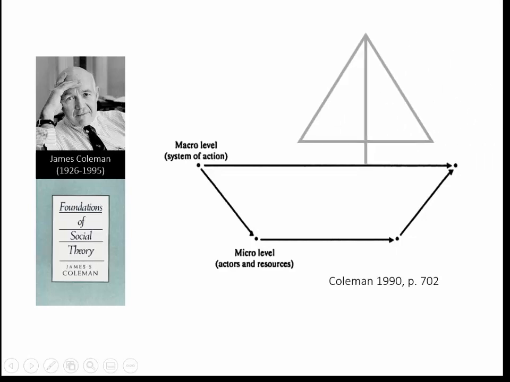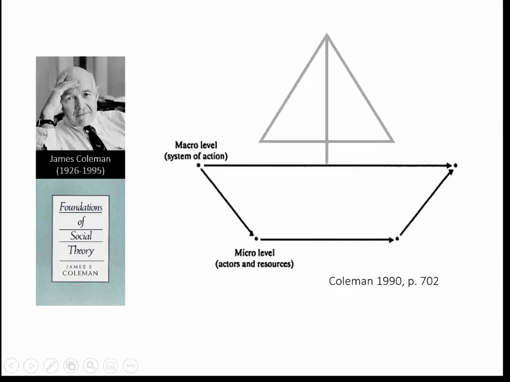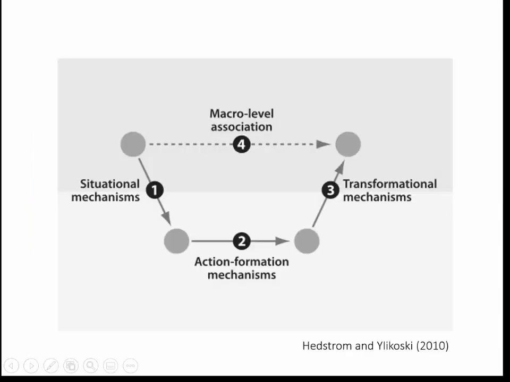The whole thing is called James Coleman's boat, because it looks a little bit like a boat. Funnily, in the German-speaking world, it's often called Badewanne, because it looks a little like a bathtub. The boat is how it's often referred to in the English-speaking world. But it really is this schema that we have here, showing how things are related with each other. This is now, again, from Peter Hedström and Petri Ylikoski.